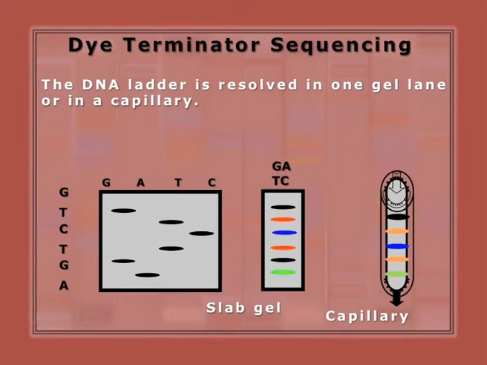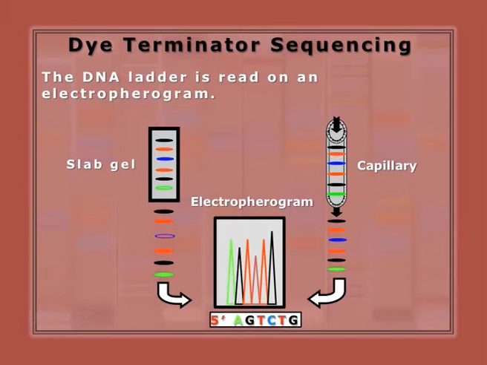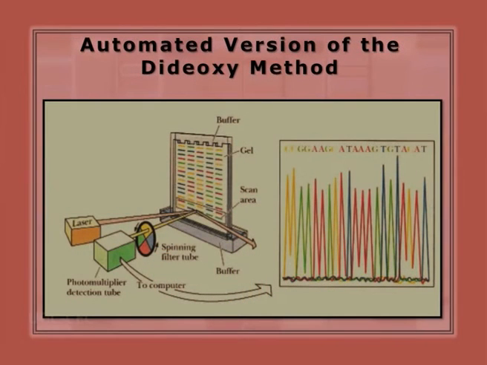Herein, you can see that different colors of fluorescent labeled DNA are seen, which can be recorded in the fluorescence recorder, and the reading is done according to their sizes. The DNA ladder is read in the electropherogram. As you can see here, this is how the reading is done, and the final version looks something like this.